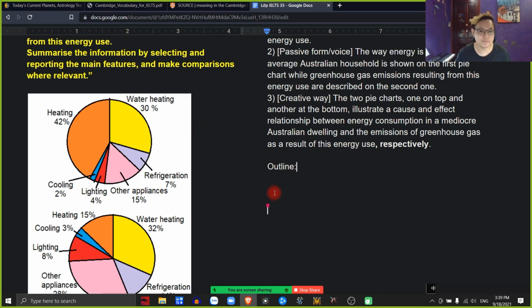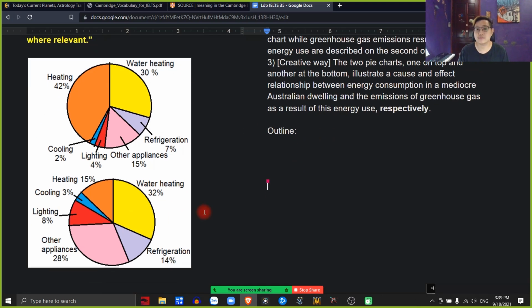So, outline. What can you see when you look at these two pie charts, class? Các bạn nhìn thấy gì khi nhìn vào cái biểu đồ này? Đập vào mắt thôi nha, những cái gì chung nhất thôi nha, just the most general thing, okay? What can you say? Water heating is not much change.